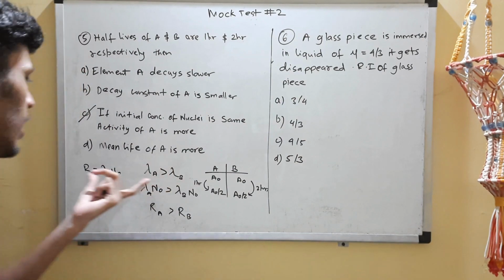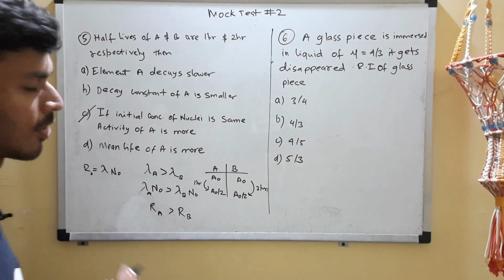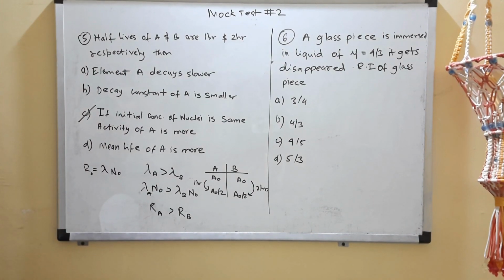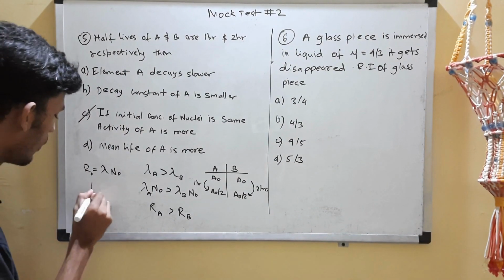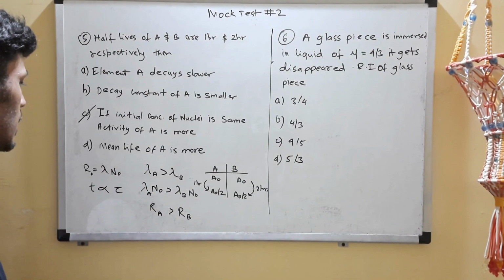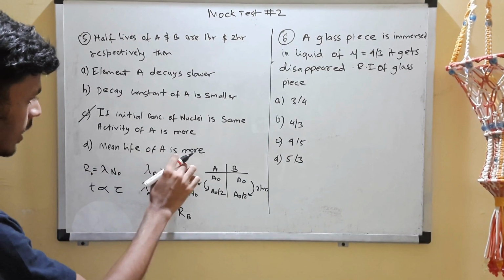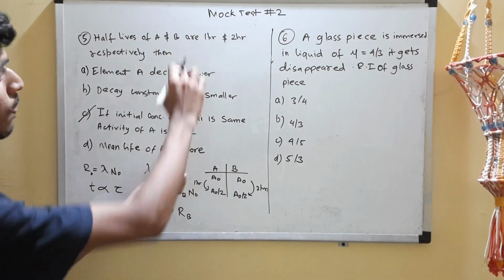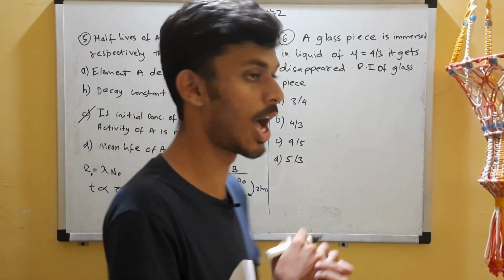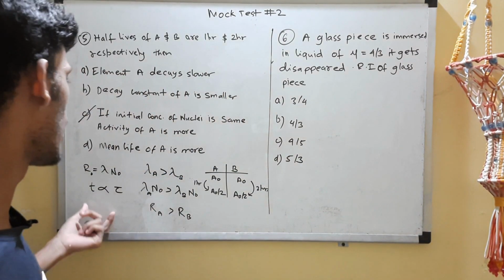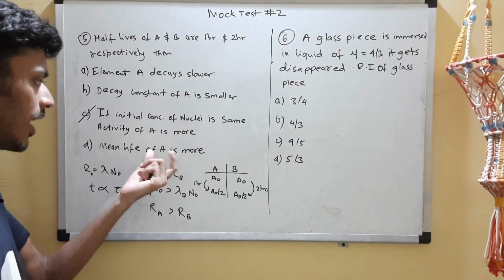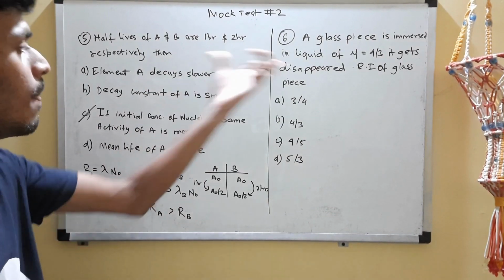And mean life, again, now option C is correct, so of course option D will be incorrect, but let's just verify it. Half life and mean life, by the way, are directly proportional, right? The one that has higher half life will have higher mean life. So option D is again incorrect. The mean life of B will be more.